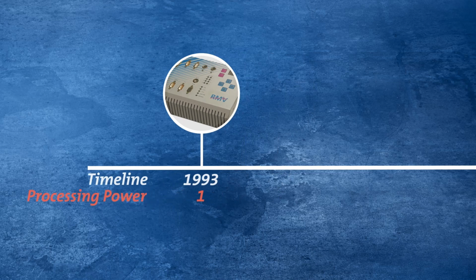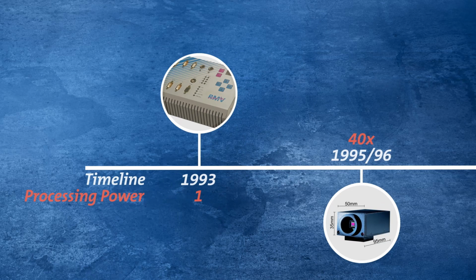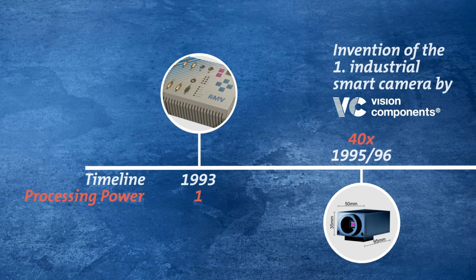Then it was 1995, 1996, when Michael Engel presented the first industrial smart camera, the VC11. This was based on a DSP, a digital signal processor from Analog Devices. And this chip had, compared to our reference, higher computational power by a factor of 40, at the same time being much smaller than the bulky box that we have seen earlier as the reference.